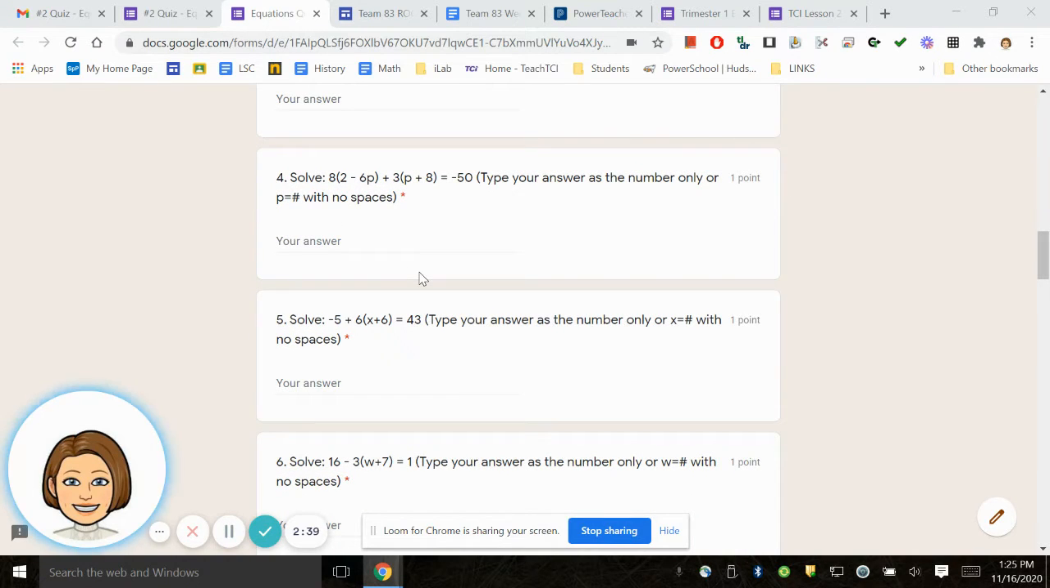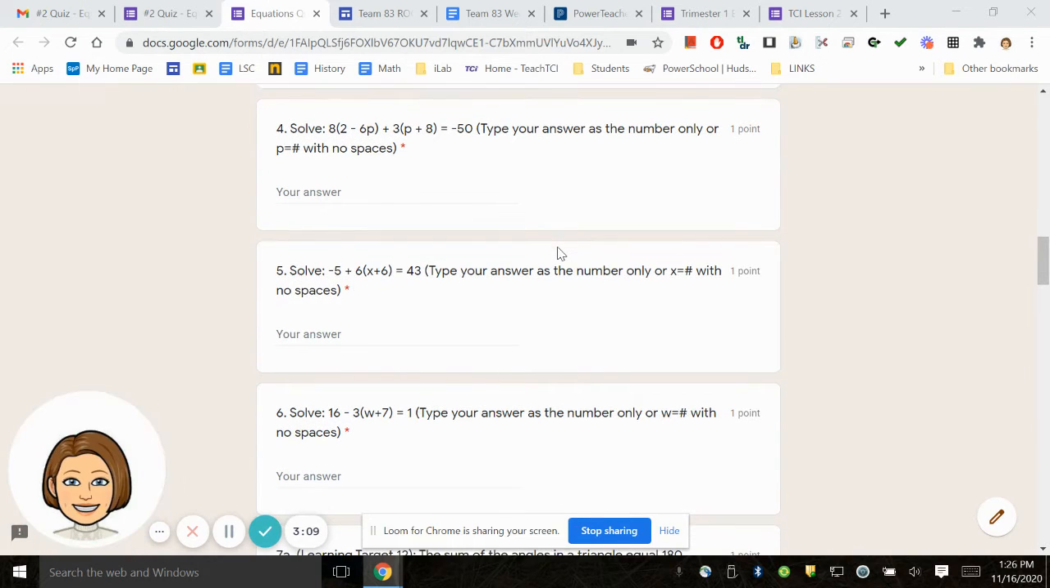Number 4, you have 2 sets of distributive property. 8 times the quantity of 2 minus 6p plus 3 times the quantity of p plus 8 equals negative 50. So after distributing, make sure you combine like terms and then solve the two-step equation. Be careful of the negative signs. You can always check your work by plugging your solution back into the equation. Takes a little bit longer, but you'd be happy if you did.